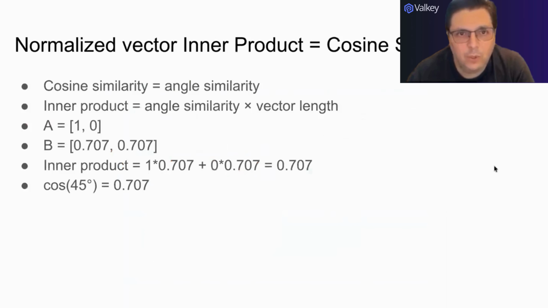The interesting thing is that with normalized vectors, their inner product is the same as their cosine similarity. Because at the end of the day, inner product is angle similarity times vector length, and when vector length is 1, it is the same. Here's another example. If we have vector 1, 0, it's just one direction, goes like this. And then we have another vector 0.7, 0.7, which you can visualize as a 45-degree angle. Here's the math. Inner product is going to be 0.707, and cosine of 45 degrees is also 0.707.